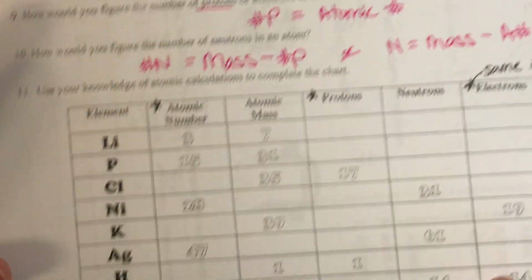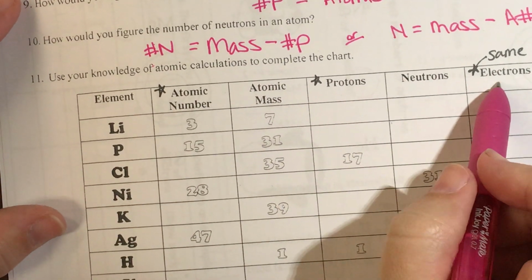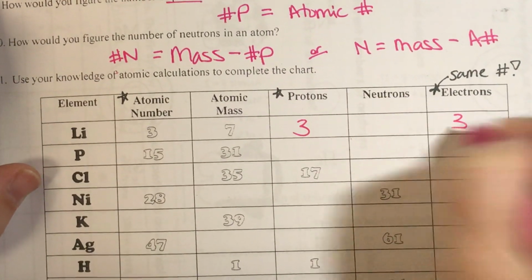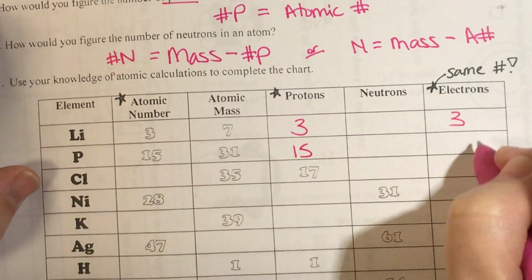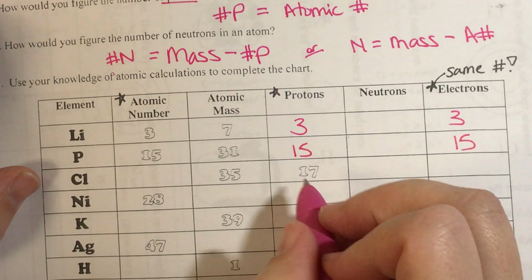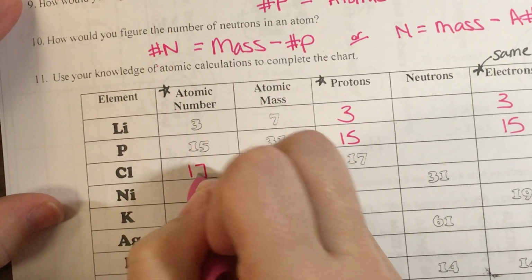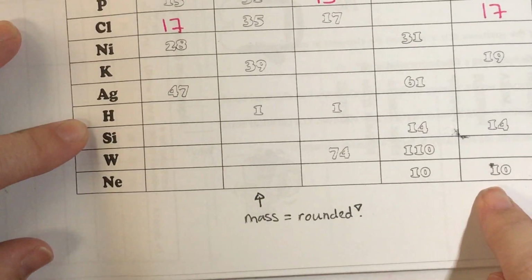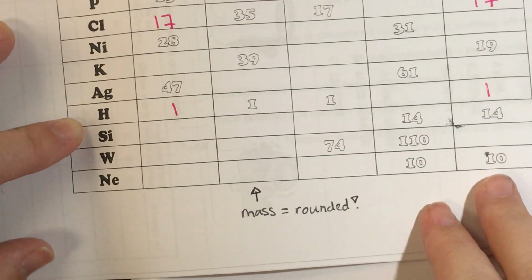You're going to need your periodic table for this bottom chart. For lithium, if I know the atomic number, then I know the protons and the electrons. All three are going to be the same number. So if the atomic number is 3, protons is 3, electrons is 3. For phosphorus, if the atomic number is 15, protons are 15, electrons are 15. For chlorine, protons are 17, so my atomic number is 17, and my electrons are going to be 17. Skip down to H for hydrogen. It tells me my protons are 1, so my atomic number is 1, my electrons are 1.